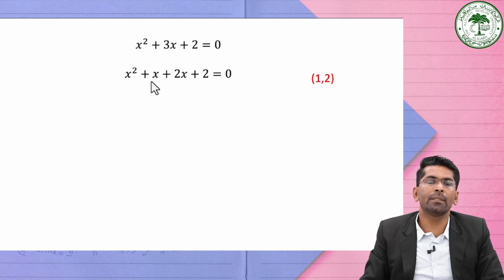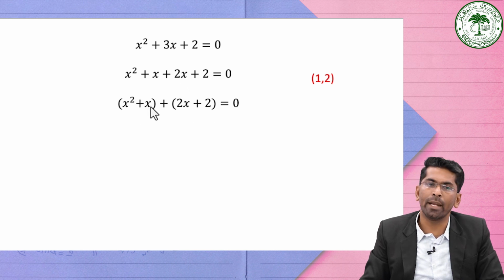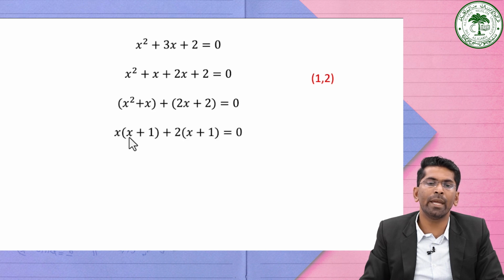Now I am grouping these terms: x square plus x is one term and 2x plus 2 is another term. Now here x is common, so I am taking it outside. What is remaining here? X plus 1, so x into x plus 1. Here 2 is common, so I am taking 2 outside. Then what is remaining here? It is x, and then here it is only 1. Now see, this is the format: x into x plus 1 plus 2 into x plus 1 is equal to 0.